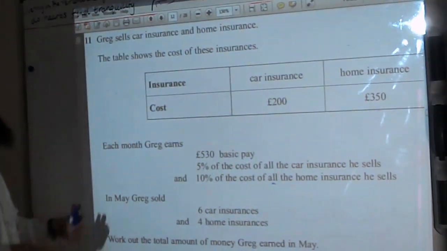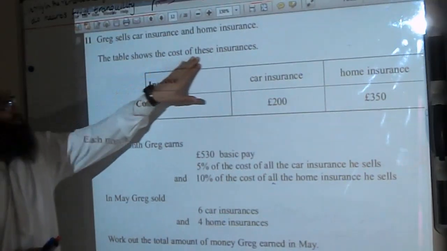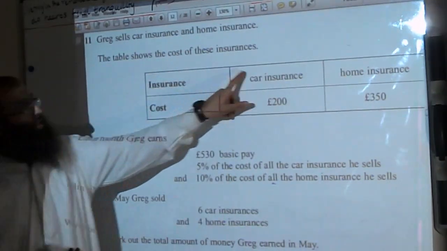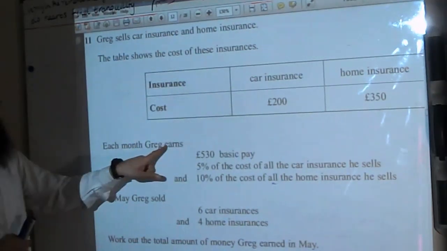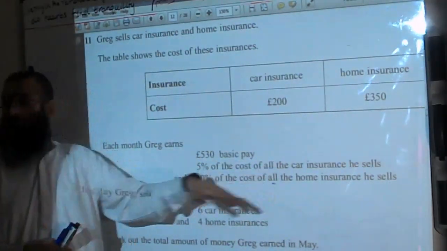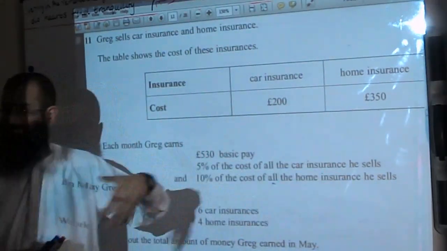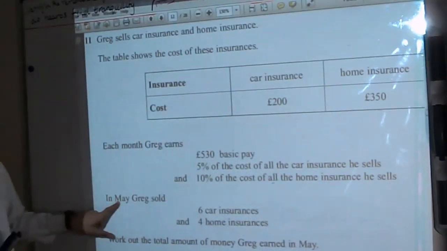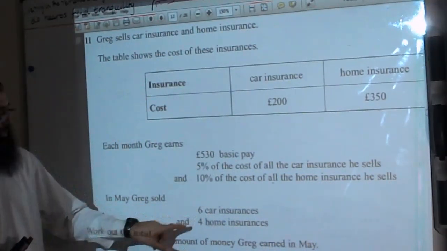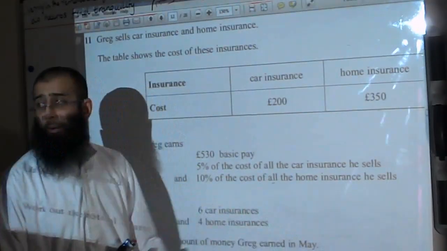Question 11. Greg sells car insurance and home insurance. The table shows the cost of these insurances. Cost of car insurance is 200, home insurance 350. Each month Greg earns £530 basic pay. That's his basic. 5% of the cost of all the car insurance he sells, he gets that as a commission. And 10% of all the home insurance he sells. In May, Greg sold 6 car insurances and 4 home insurance. Work out the total amount of money Greg earned in May.